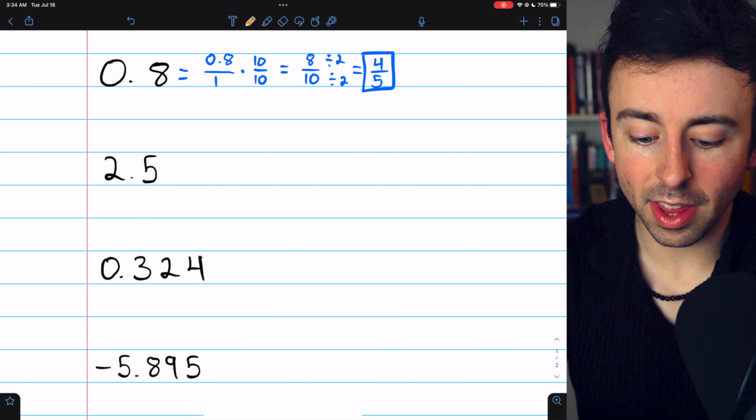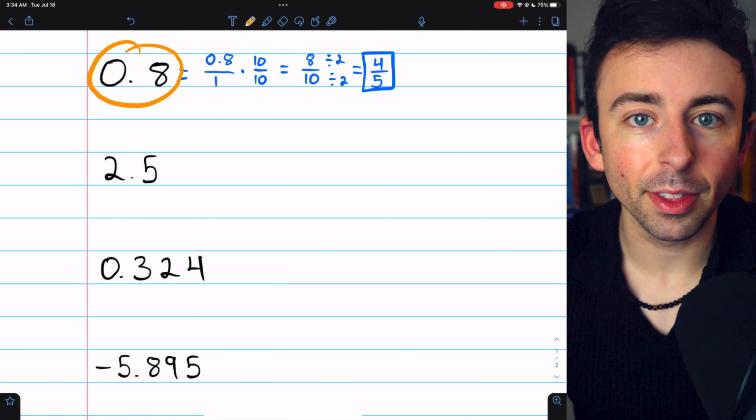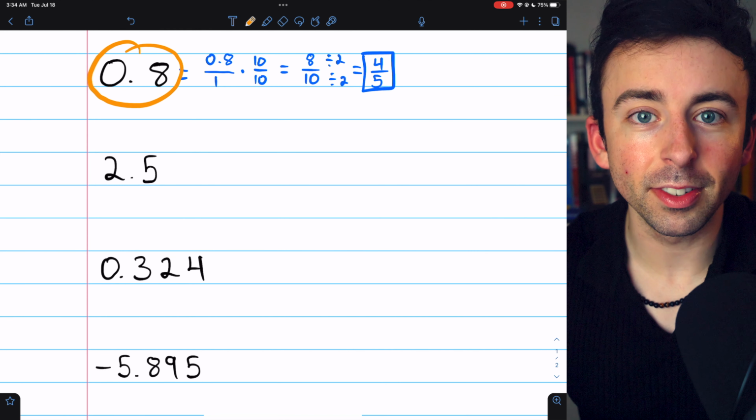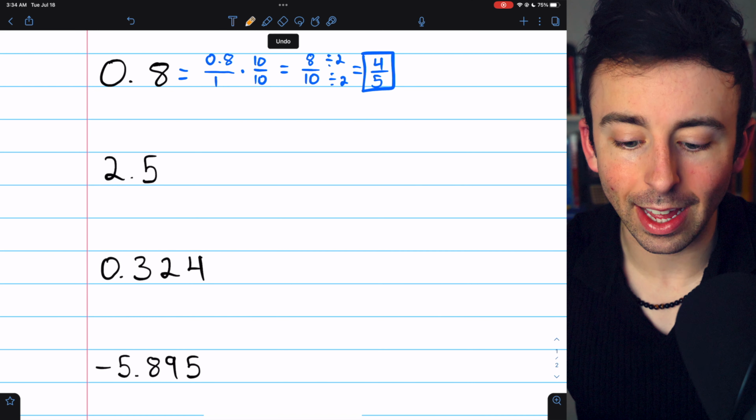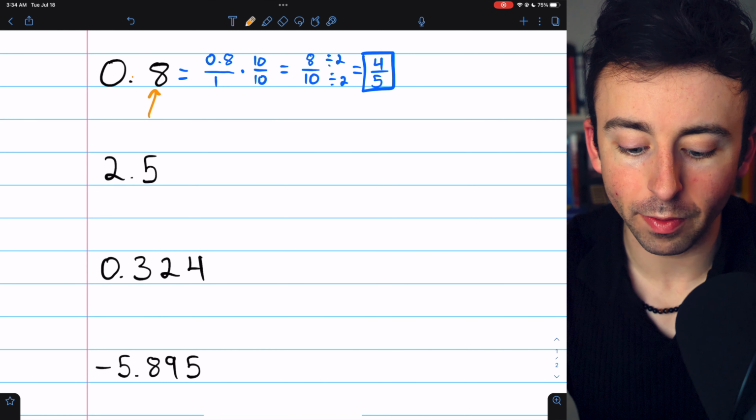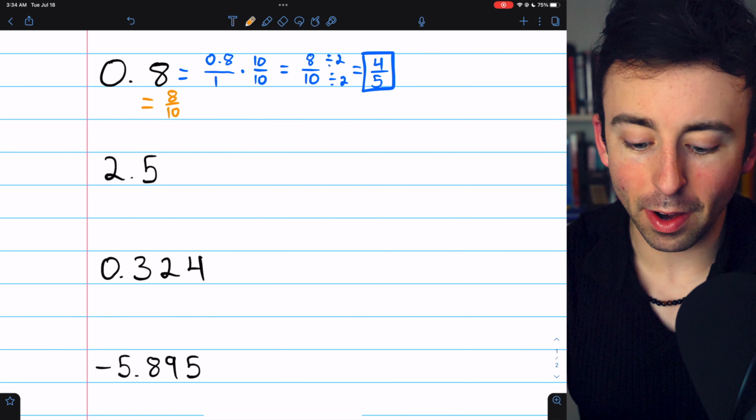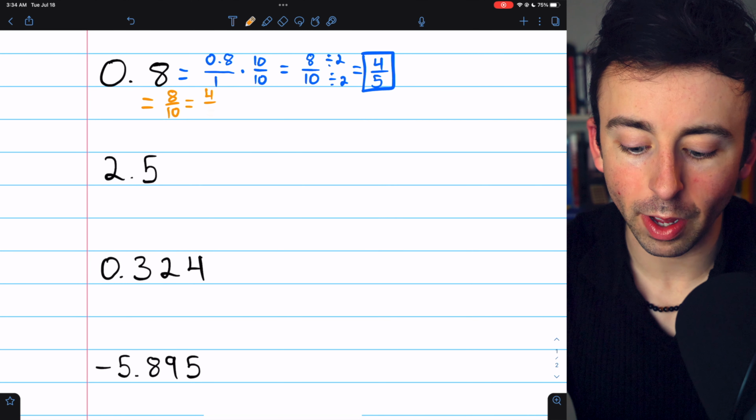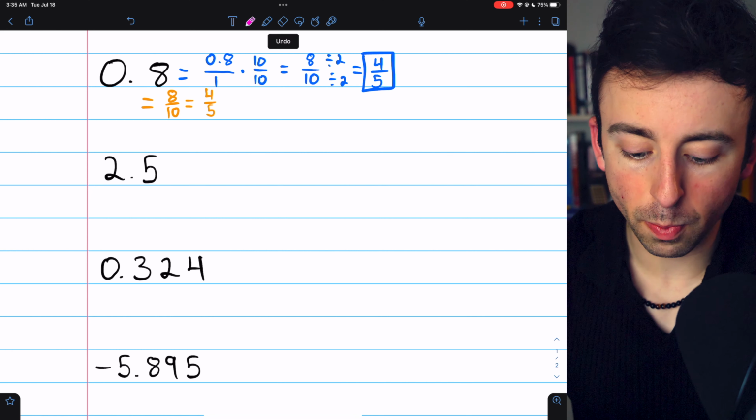But if you caught what I said there, I mentioned this is 8/10ths. I mean, if you know the decimal system, you should be able to know this is 8/10ths just by looking at it. This is one place value to the right of the decimal point. That means it's 8/10ths. So you could just jump straight there from the beginning and then reduce the fraction to 4/5. Let's move on to problem 2, 2.5.